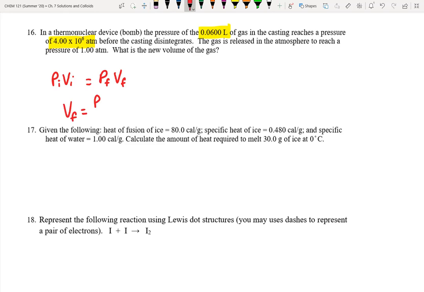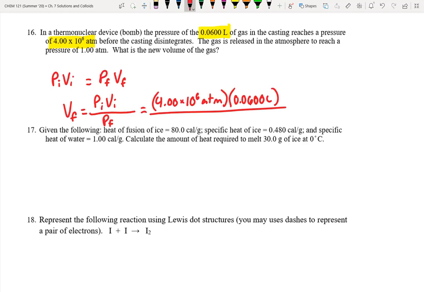So our final volume is going to be our pressure initial times our volume initial over our pressure final. So our initial pressure, if we look at it, is going to be 4.00 times 10 to the 6th atmospheres, incredibly high pressure on the inside of an atomic bomb. The volume was itty bitty, 0.0600 liters. And we're going to divide that by our final pressure, which is just the standard atmosphere of 1 atm.